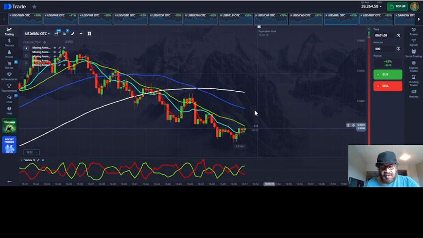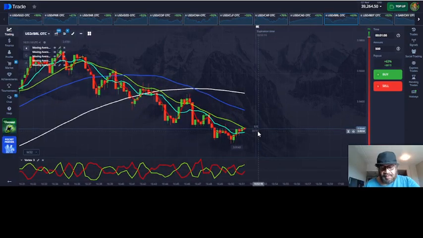As you can see here, all of the SMA lines are generally sloping downward. So what I'm waiting for is the cross of the vortex lines. And once the cross occurs, once the red vortex line crosses over the green vortex, I'm going to go ahead and take a sell trade here.